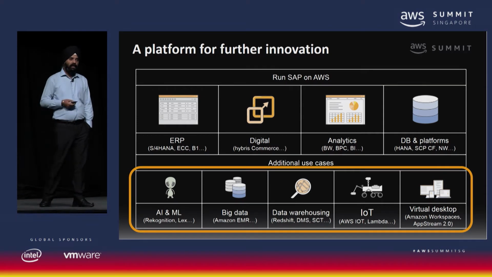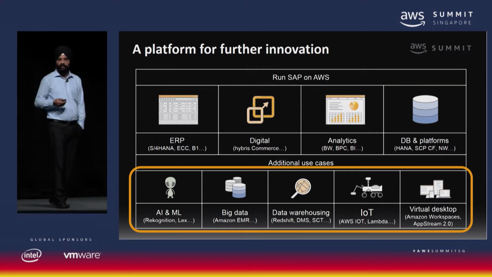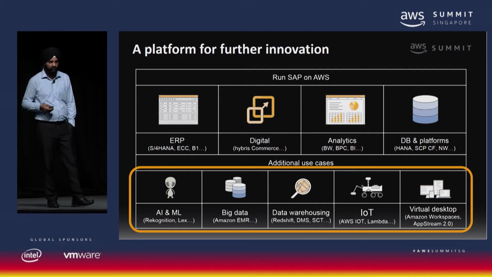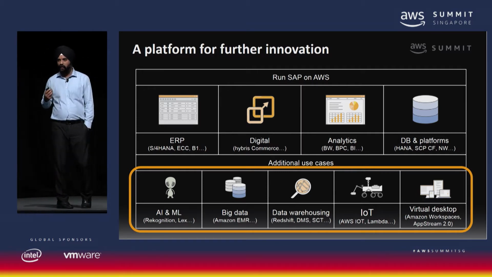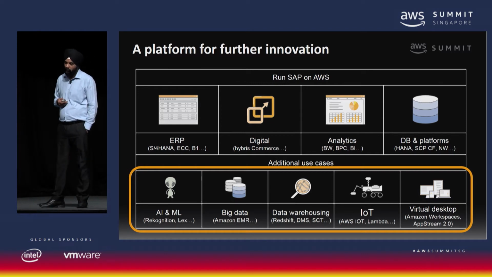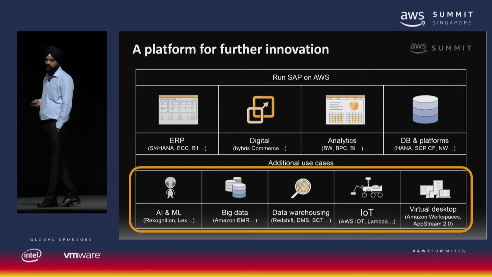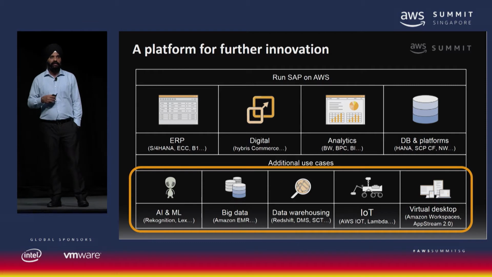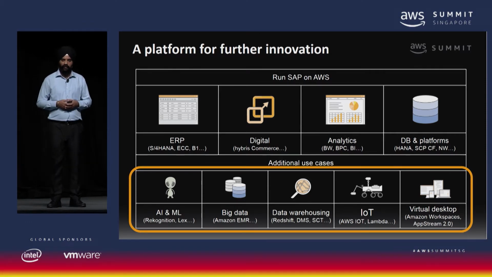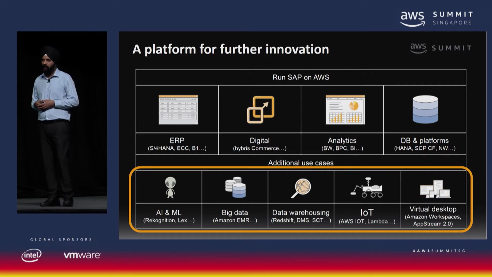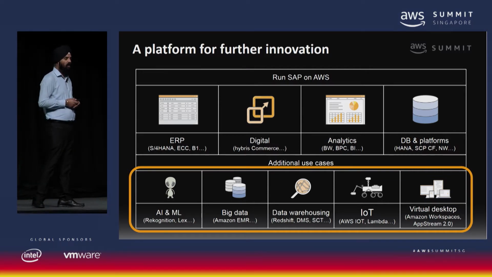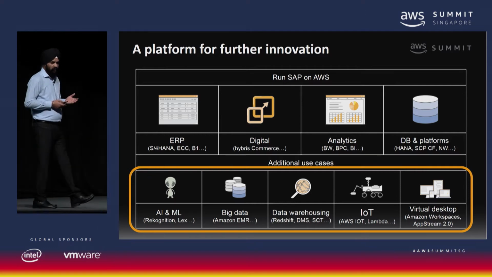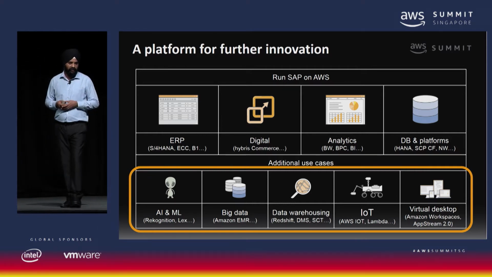But customers today are doing much more than running SAP solutions on AWS. They are using our automation capabilities. They are running data warehouses using Amazon Redshift along with their SAP applications. So customers are no longer just restricted to deploying their EC2 instances or their SAP applications on AWS. They are doing much more innovation along with their SAP applications on the AWS platform. So let's dive deep and understand some of these scenarios.